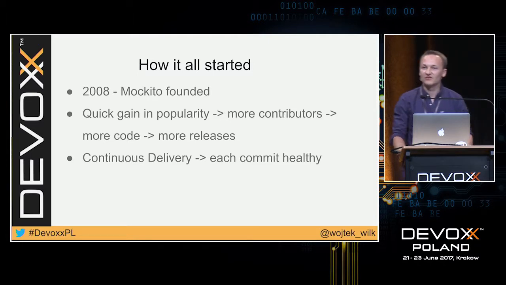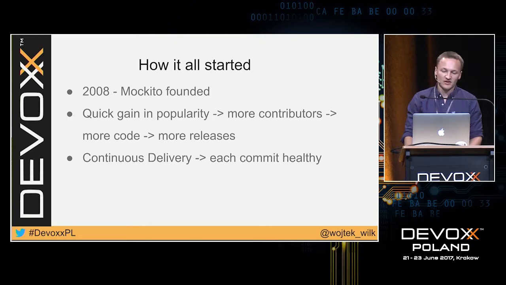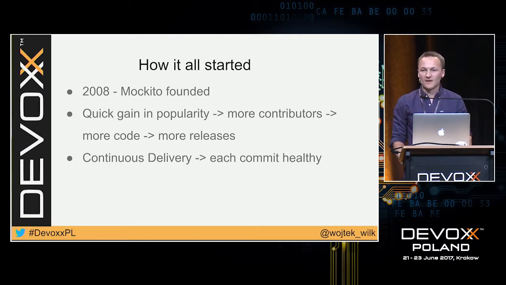So Mockito was founded in 2008, and it quickly gained popularity. With popularity came a lot of people who wanted to contribute to Mockito, and they committed a lot of code. But all of this code was useless until it was released and published. And Szczepan Faber, who is the founder of Mockito, strongly believed in continuous delivery, that each commit should be healthy, and if it introduces anything interesting from the client perspective, then it should be released.